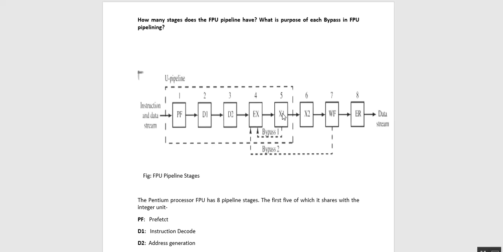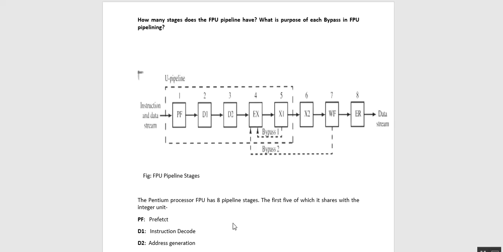Recall that the fifth stage of the U pipeline was write back. When configured for floating point operation, the fifth stage becomes X1. This is the write back stage, which becomes X1, the first floating point execution stage.